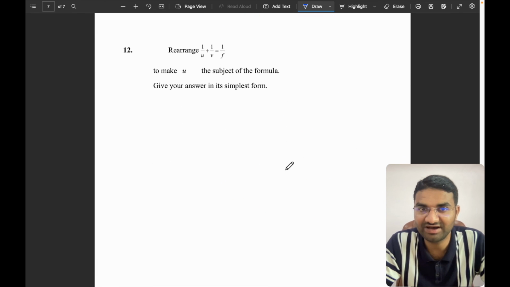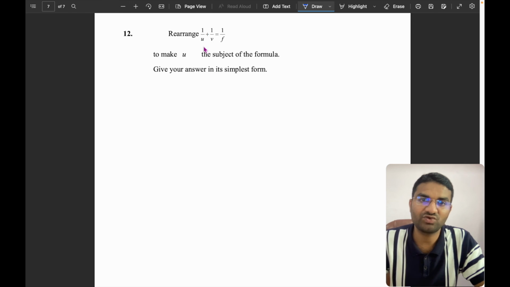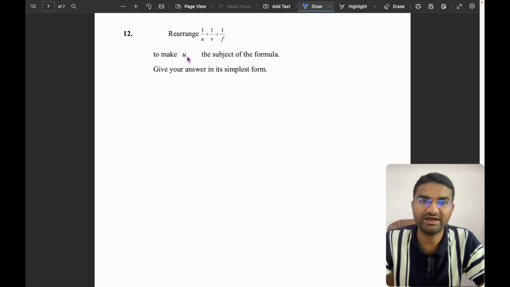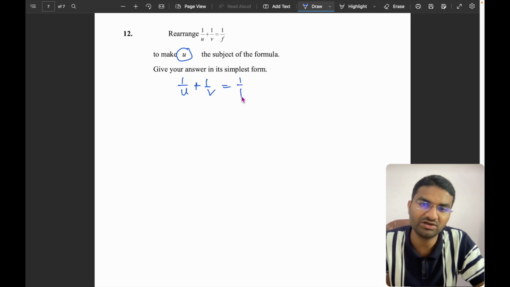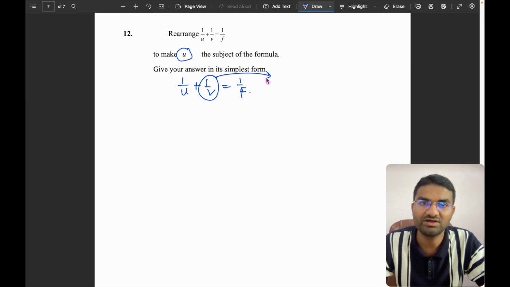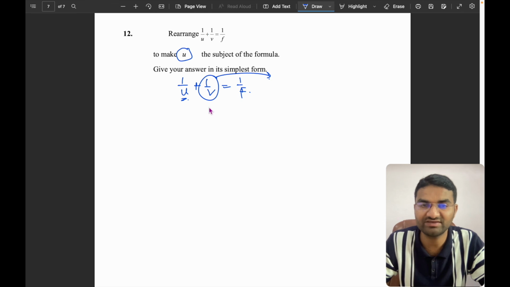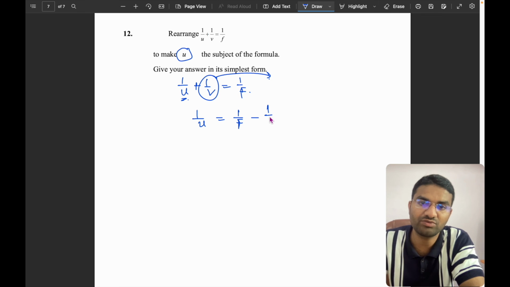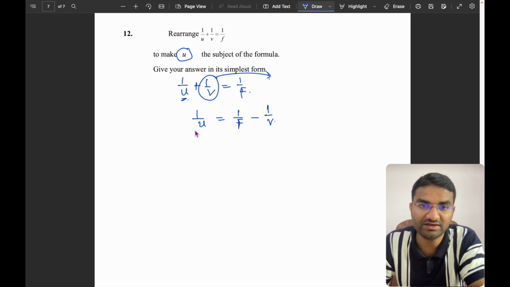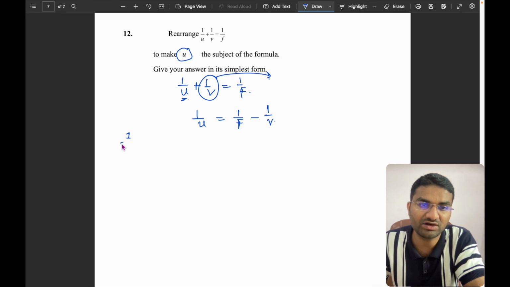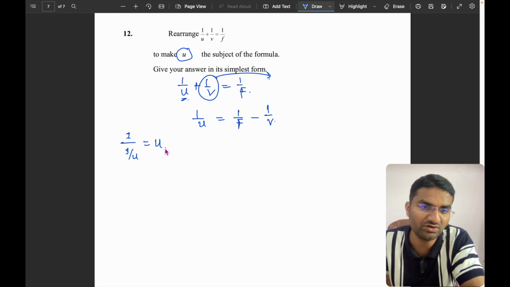Then next, last one here, rearrange 1 upon u plus 1 upon v is equal to 1 upon f. Here you have to make u the subject of the formula, right? So here 1 upon u plus 1 upon v is equal to 1 upon f. Firstly transfer this part to the right hand side because you have to make u the subject. Here 1 upon u is equal to 1 upon f minus 1 upon v. Now you have to take the reciprocal. Why? Because 1 upon u is equal to just u.